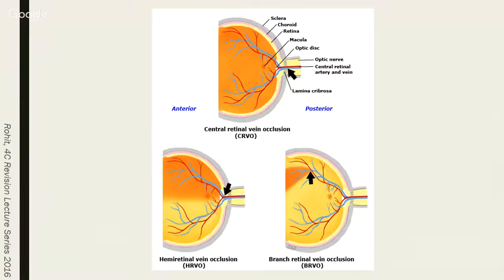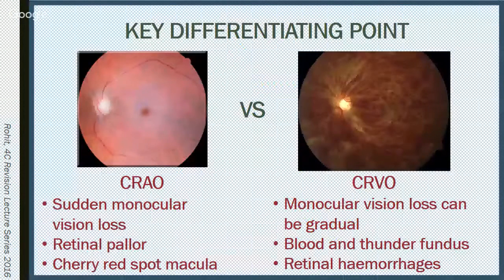So important to remember the key differentiating point between these two, because again, they're confusing. This is sudden monocular. This is monocular as well, but usually less sudden. Retinal pallor and cherry red spot versus blood and thunder fundus with more hemorrhages. You can't mix these two up, right? Two completely different retinal pictures for the same presenting complaint.